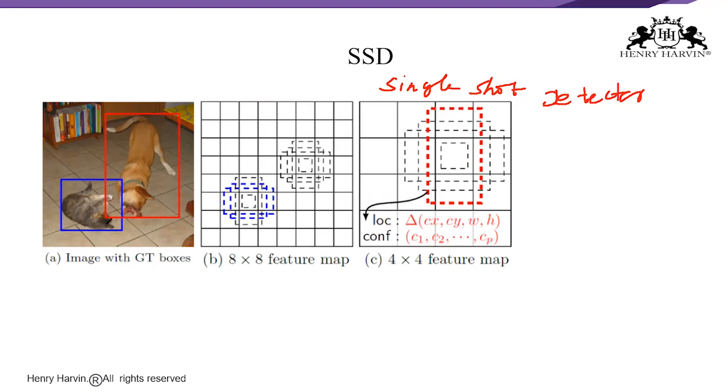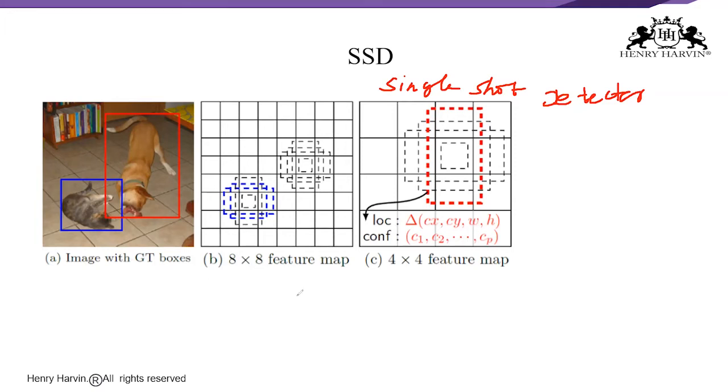RPN based approaches like R-CNN series require two shots. One is to generate region proposals and the other is to detect the object for each proposal. Comparatively, SSD is much faster when we compare it with the two-shot RPN based approaches. So let us try to understand this.